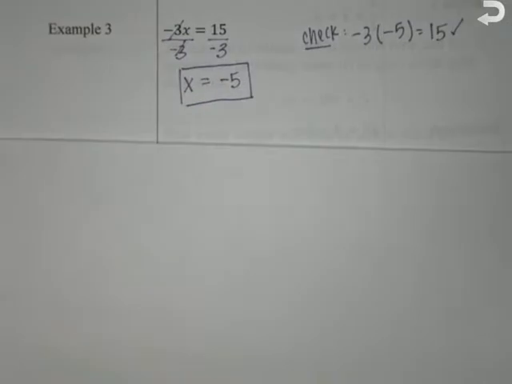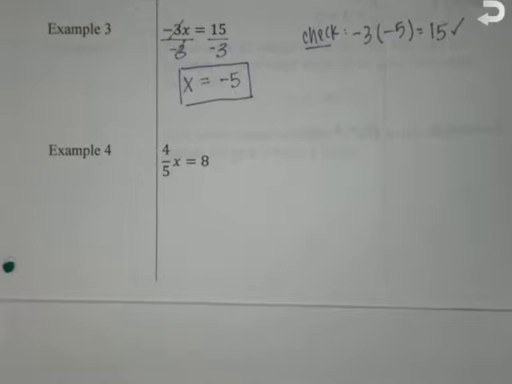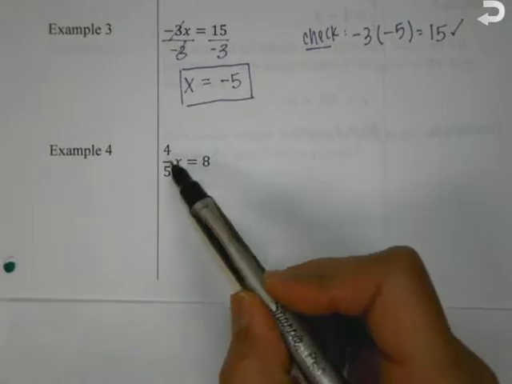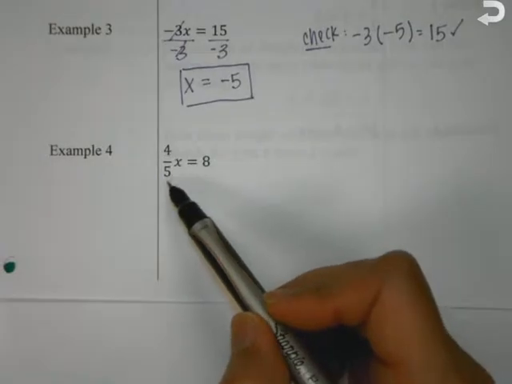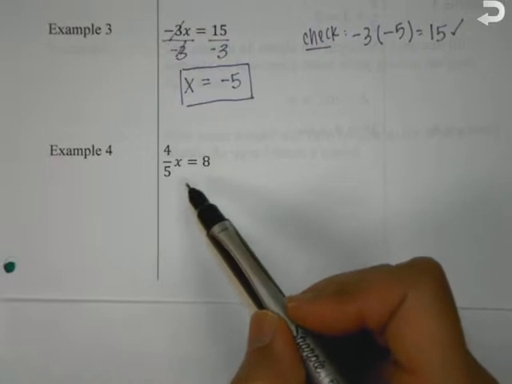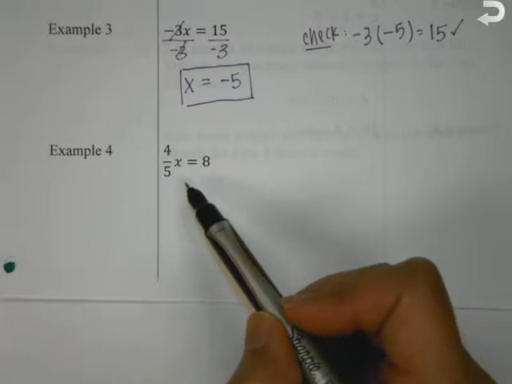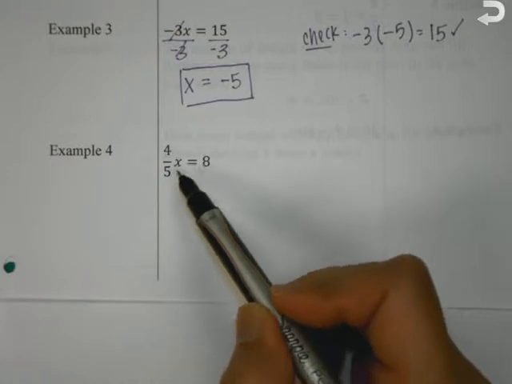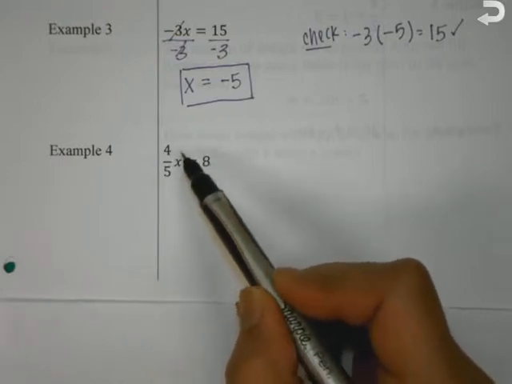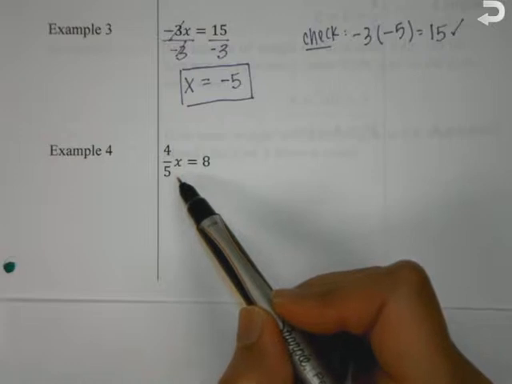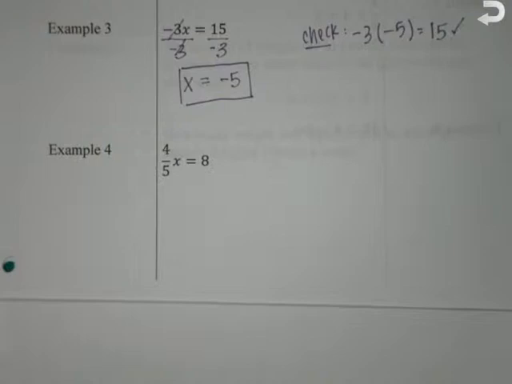Example 4. Four-fifths x equals 8. Look at this 4/5, guys. Is that attached by addition, subtraction, multiplication, or division? Multiplication, okay? So I want to turn this 4/5 into a 1. Look up at the inverse property poster. What do I multiply by to get an answer of a 1? Nate, will you say it louder?